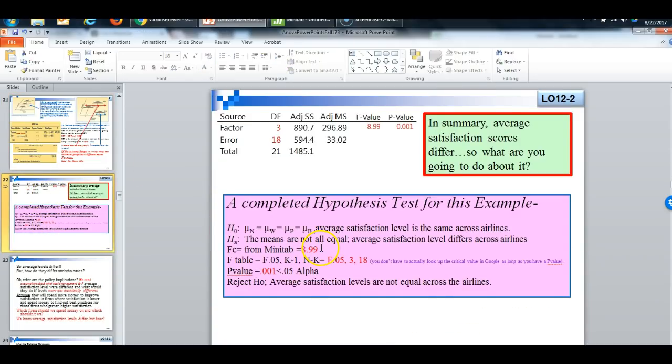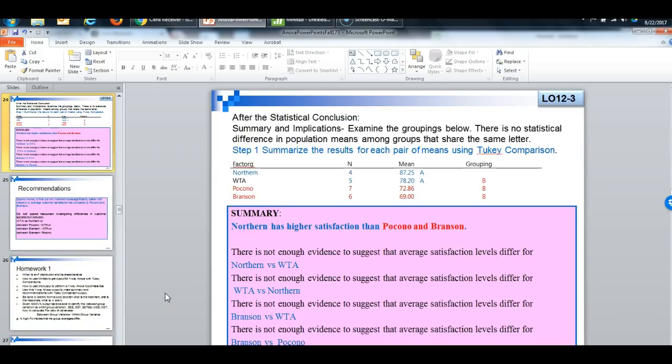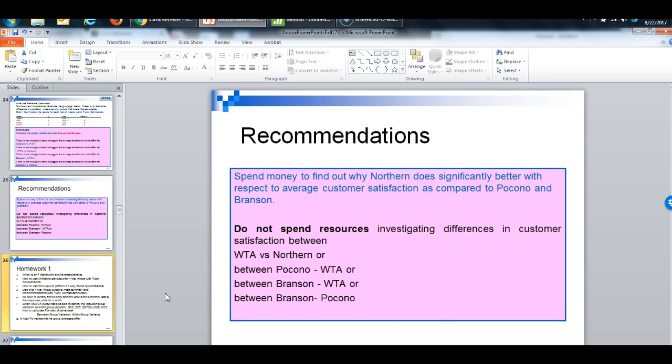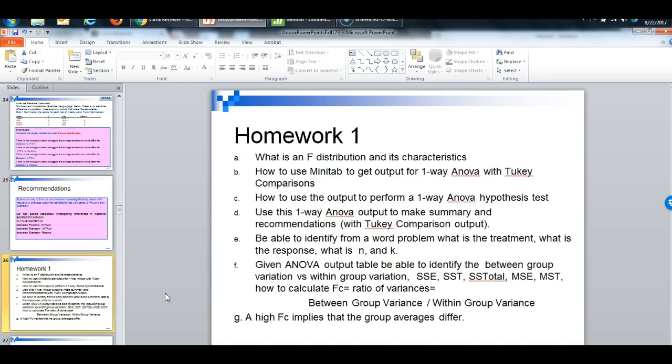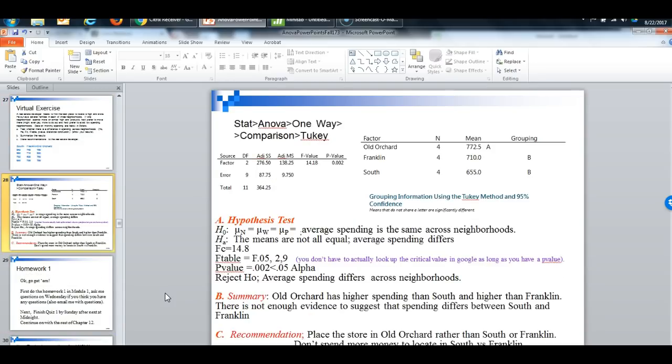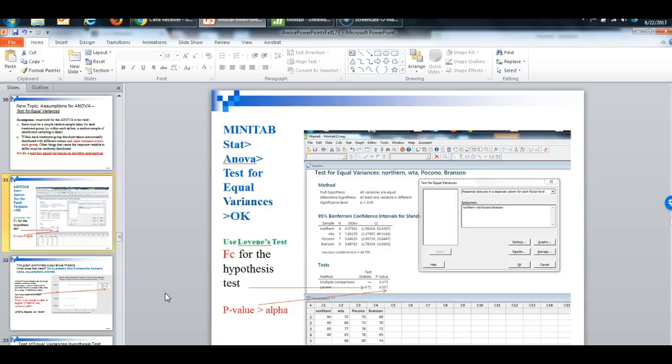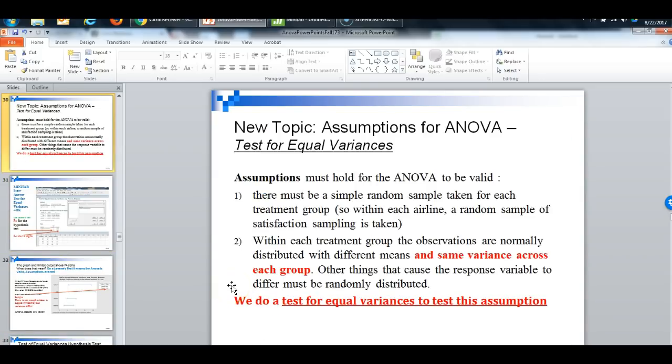We learned how to put the data in Minitab and run it, and then also how to run a completed hypothesis test, where to look for data about that hypothesis test, as well as doing summary and implications. So now we're down at homework 1. We did a virtual exercise. All right, let's talk about the test.